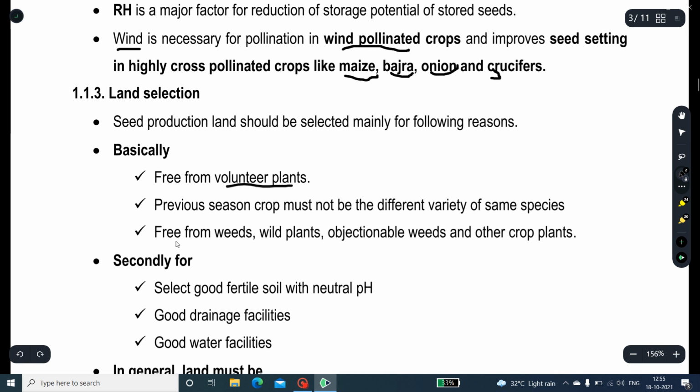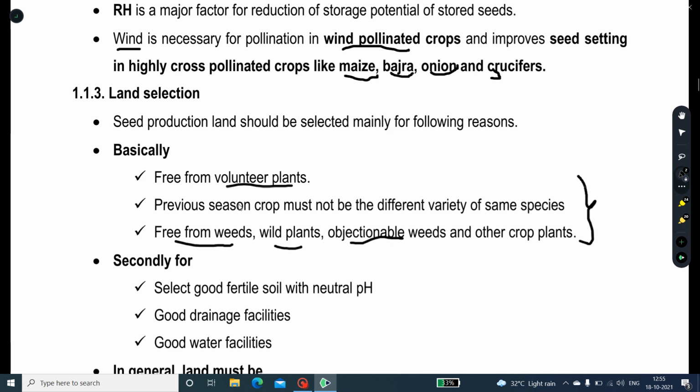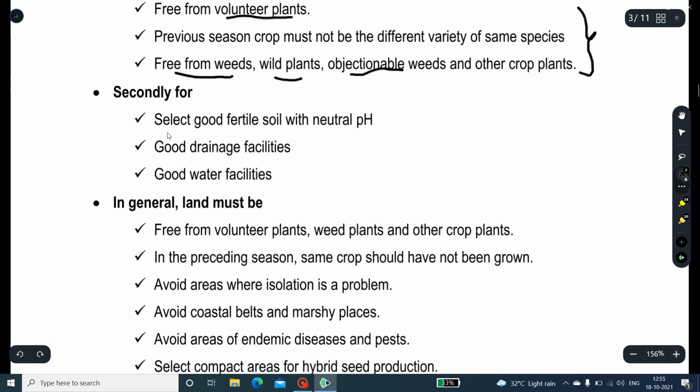And it should be free from weeds, wild plants, objectionable weeds and other crop plants. Volunteer plants are nothing but the previous season crop which is grown in the present field. And secondly, good fertile soil with neutral pH should be selected, and the field should have good drainage facilities and good water facilities.